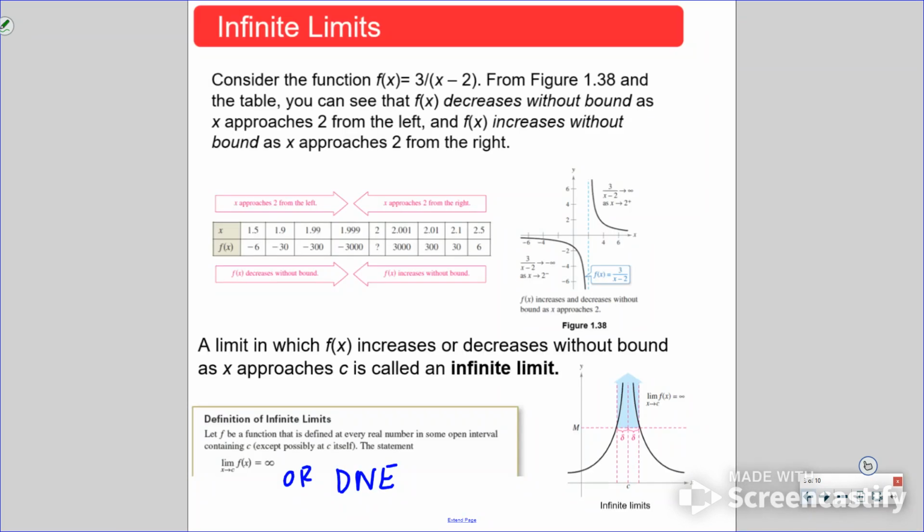The only thing I wrote on here is that these could also be does not exist. One other thing I did write down that you can write down: applying this to left hand and right hand limits, this would be the limit as x approaches 2 from the left of my function is going off towards negative infinity.